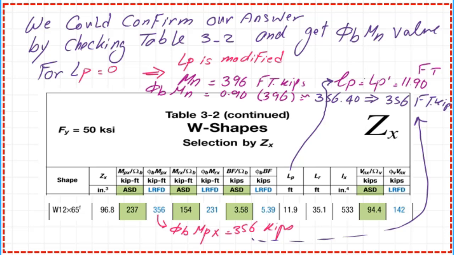We could confirm our answer by checking table 3.2 and getting the value of phi M_n, which is equal to 0.9 multiplied by 396 equals 356 feet-kips, which matches the value in the table. On the other hand, L_b equals 11.9 feet, which is the same as the new L_b value of 11.9 in the table.